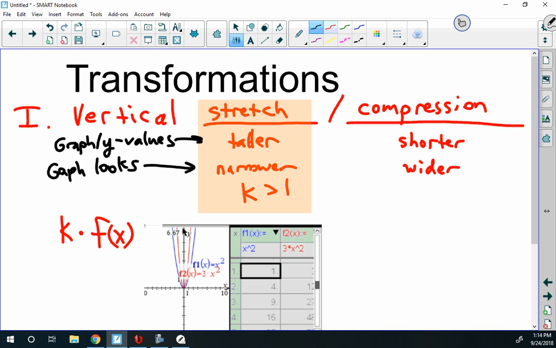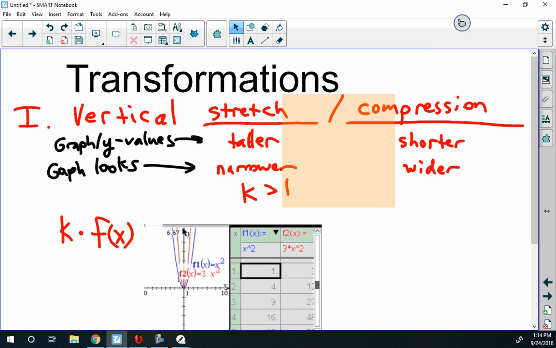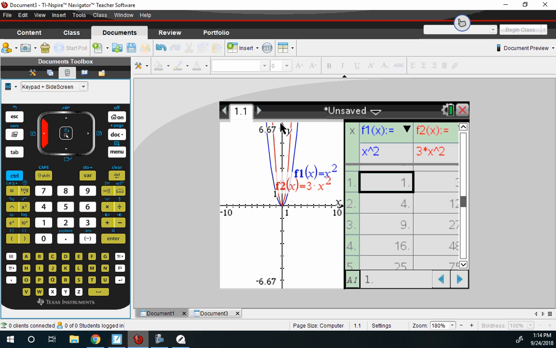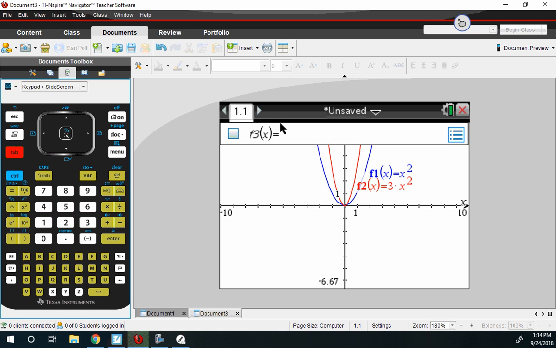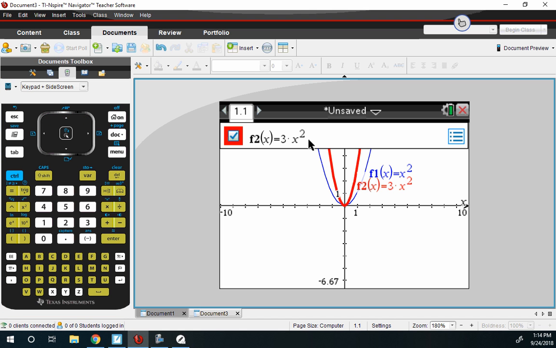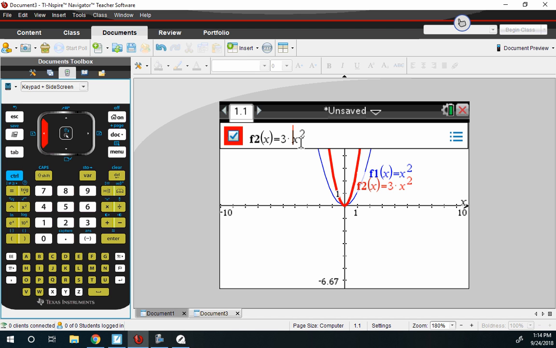Well, what if we look at these vertical compressions? The graph's going to look shorter, the graph's going to look wider, and our K value is going to have to be something else. So my graph doesn't get too cluttered, I'm going to get rid of that red one for now. What do you think I'm going to have to multiply this graph by to get some kind of compression? Rather than a number bigger than 1, a number that's smaller than 1. So what's a number smaller than 1?